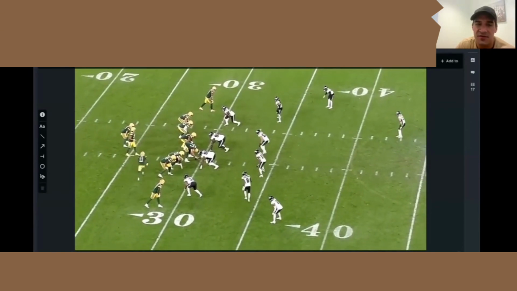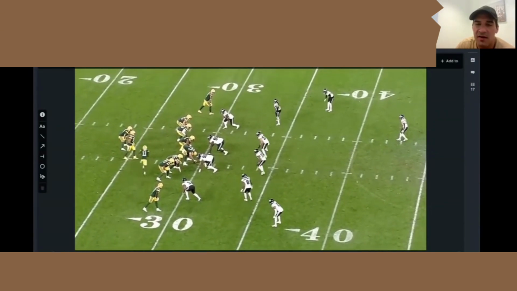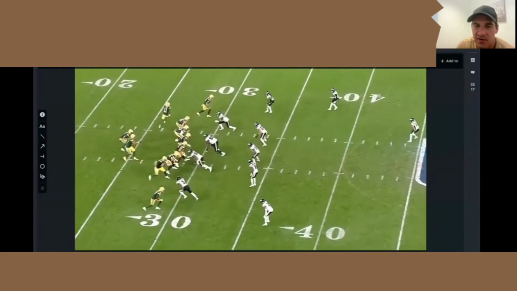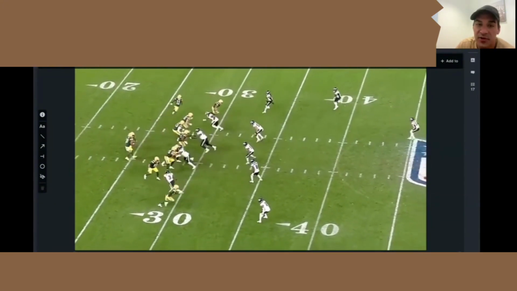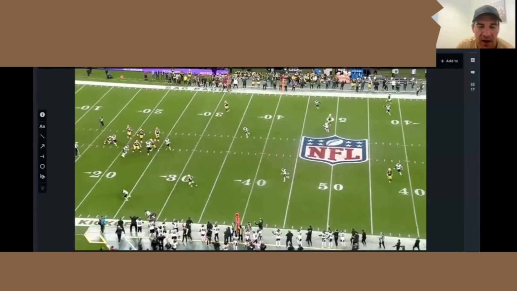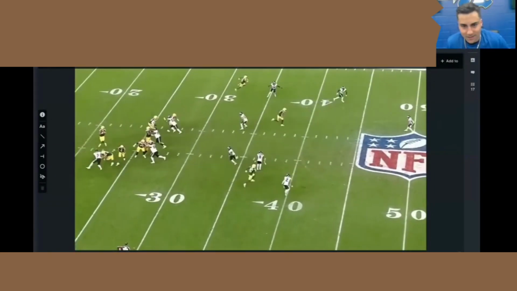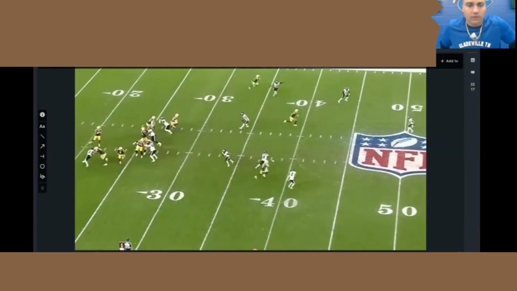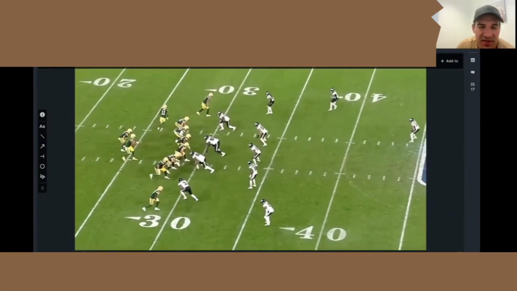One last thing I want to say about backers on screens. Now, forget screens. In man coverage, you can't give ground. Like, never back up in man coverage as the linebacker, ever. Okay? Go right to your coverage. And the reason is because of this, for screens just like this.